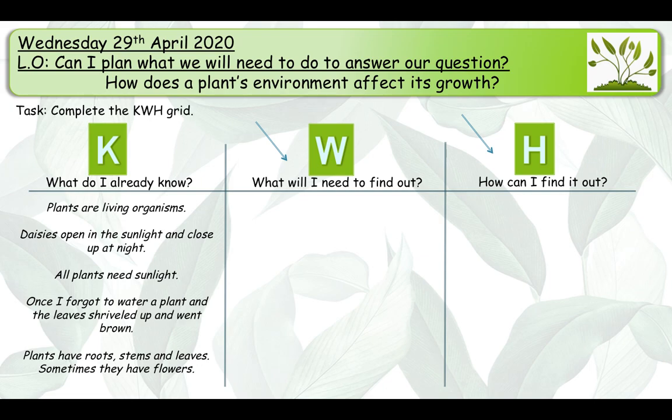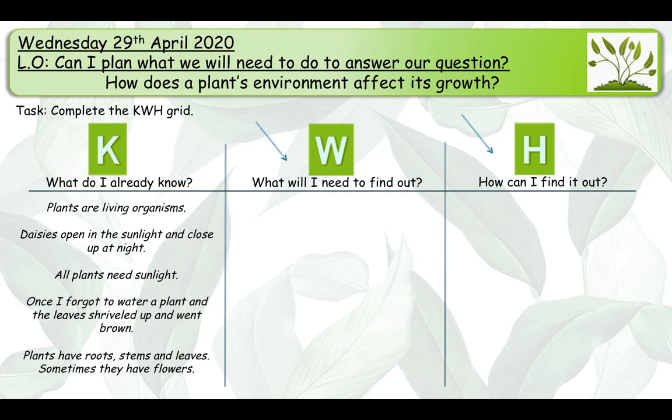Someone told me that they'd once forgotten to water a plant and the leaves shriveled up and went brown. And others of you have told me the parts of plants that you already know, that all plants have roots, stems, leaves and flowers. Or sometimes they have flowers, I should say.